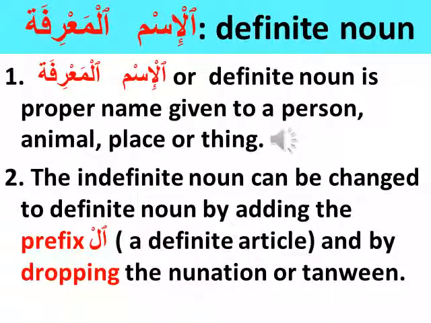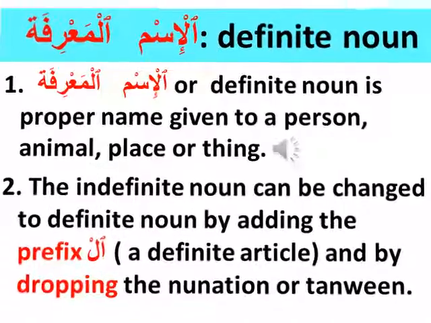Moving on to the ism ma'rifa, definite noun. The ism ma'rifa, or definite noun, is a proper name given to a person, animal, or thing. The indefinite noun, or ism nakira, can be changed to a definite noun, ism ma'rifa, by adding the prefix al and by dropping the nunation or tanween.